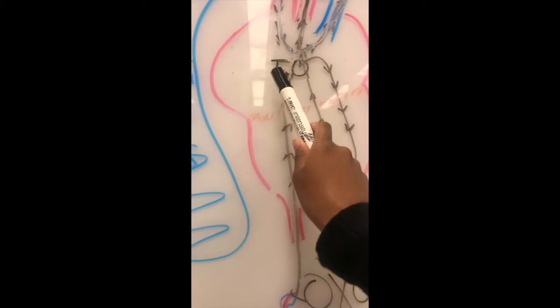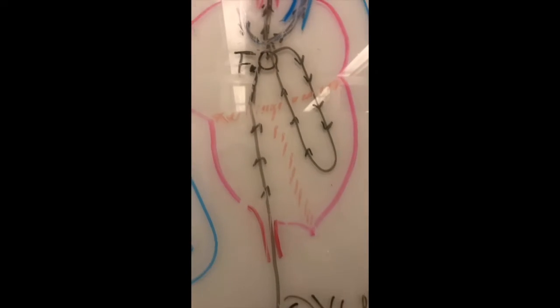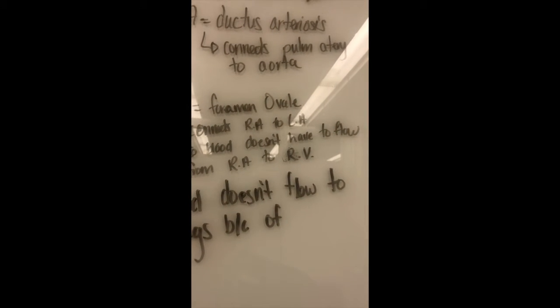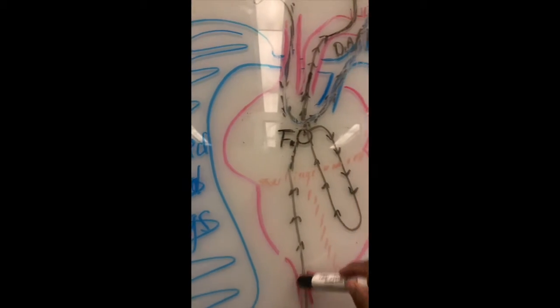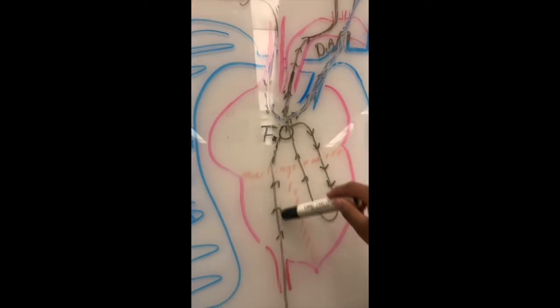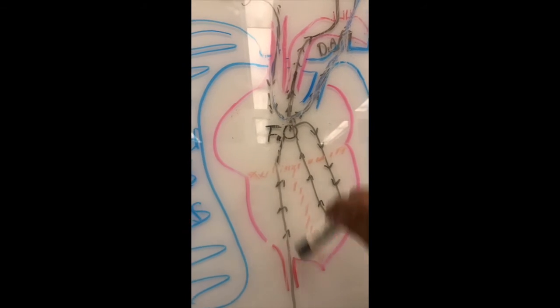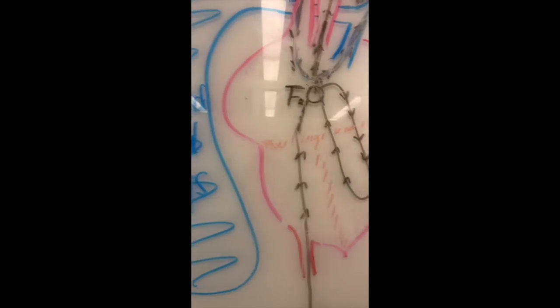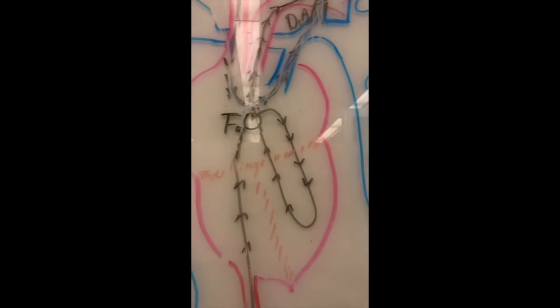There's an opening called foramen ovale. You can remember that foramen ovale connects the RA to the LA, so blood doesn't have to flow down here, okay? So blood's gonna come here. It doesn't have to flow down here. There's no reason to. So it goes from here straight over, okay? FO, the O, we can say it's an opening, okay? Foramen ovale.